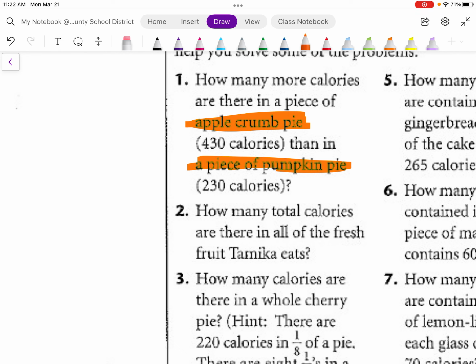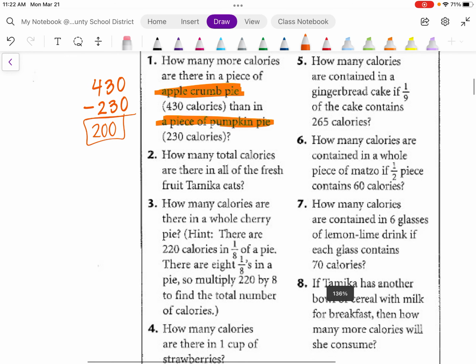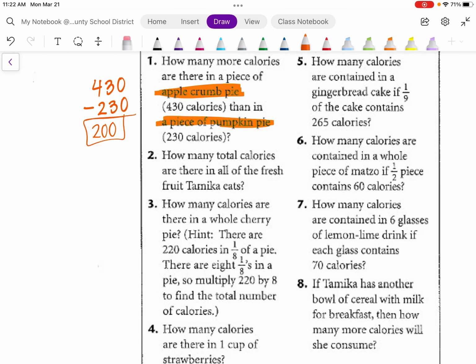But how many more calories? That means that this is a subtraction problem. So you're going to take 430 and you are going to subtract 230 to figure out that there are 200 more calories in the apple crumb pie versus the pumpkin pie. Okay, so all of these word problems also need to be completed on this page. Go ahead and use page 140 as needed for the calories for each item.